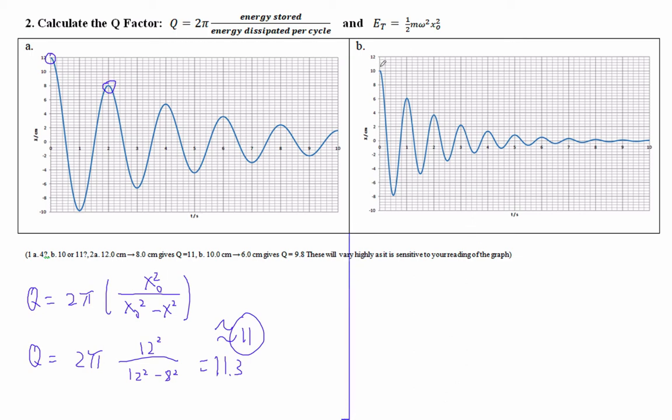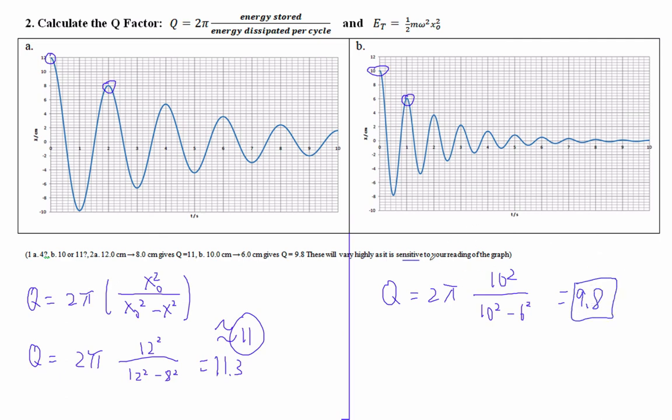Okay, let's take a look at this one. Same thing, right? Here our initial one is 10. This looks like 6, right? So Q is going to be 2 pi times 10 squared over 10 squared minus 6 squared. So 2 pi times 10 squared divided by 10 squared minus 6 squared. That's 9.8. I think we could justify 2 sig figs.